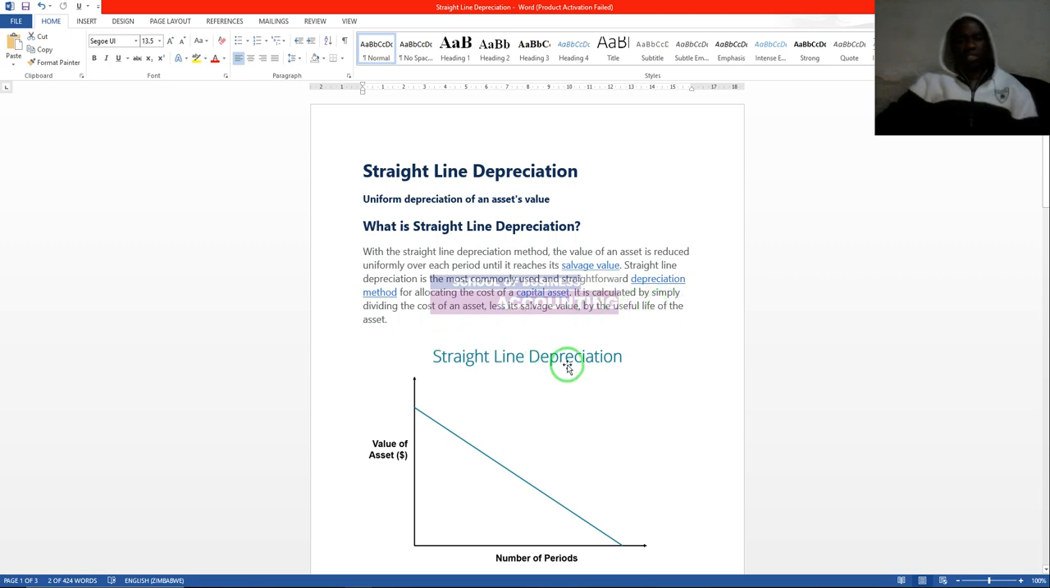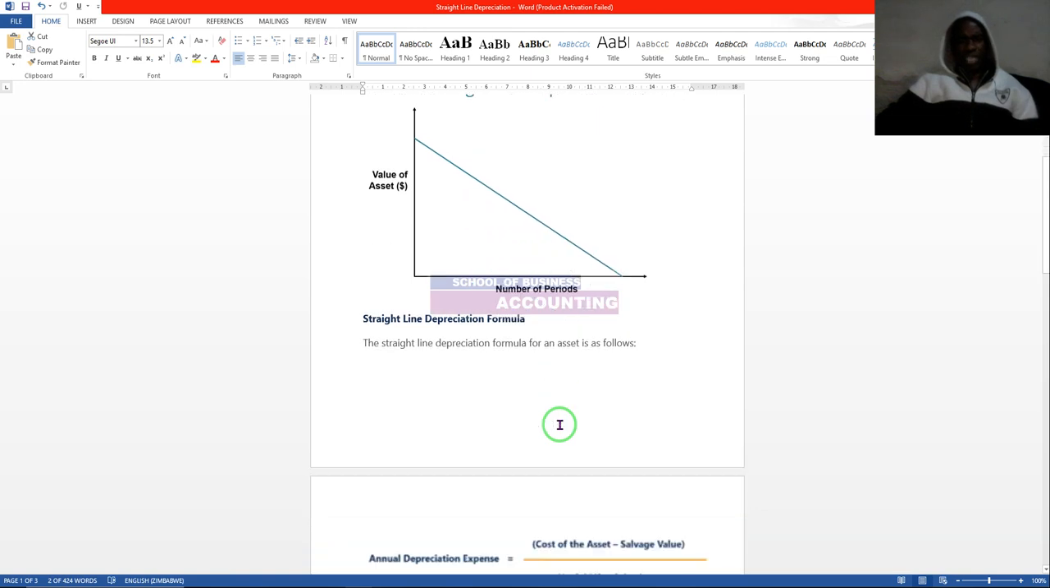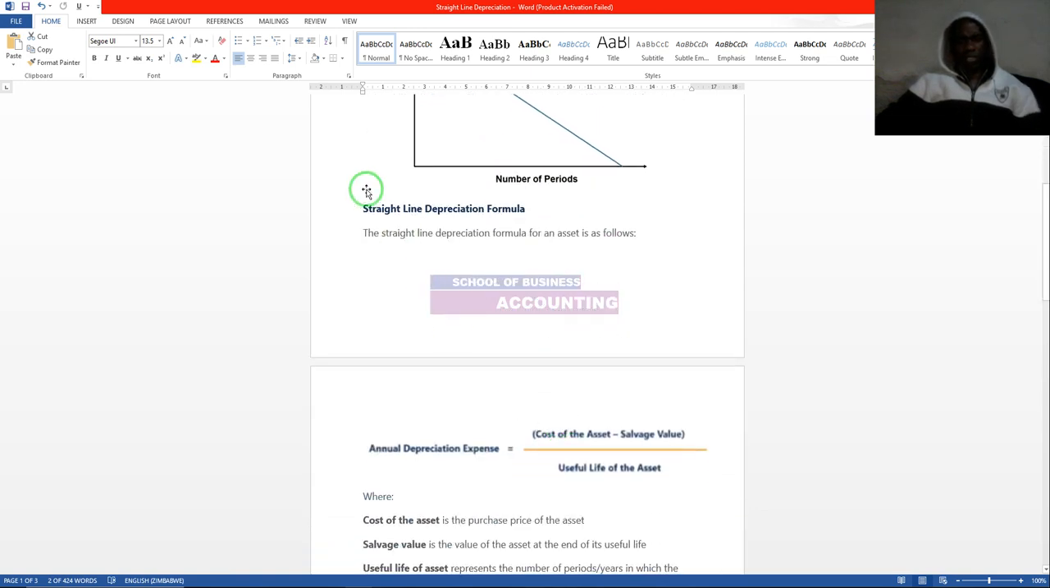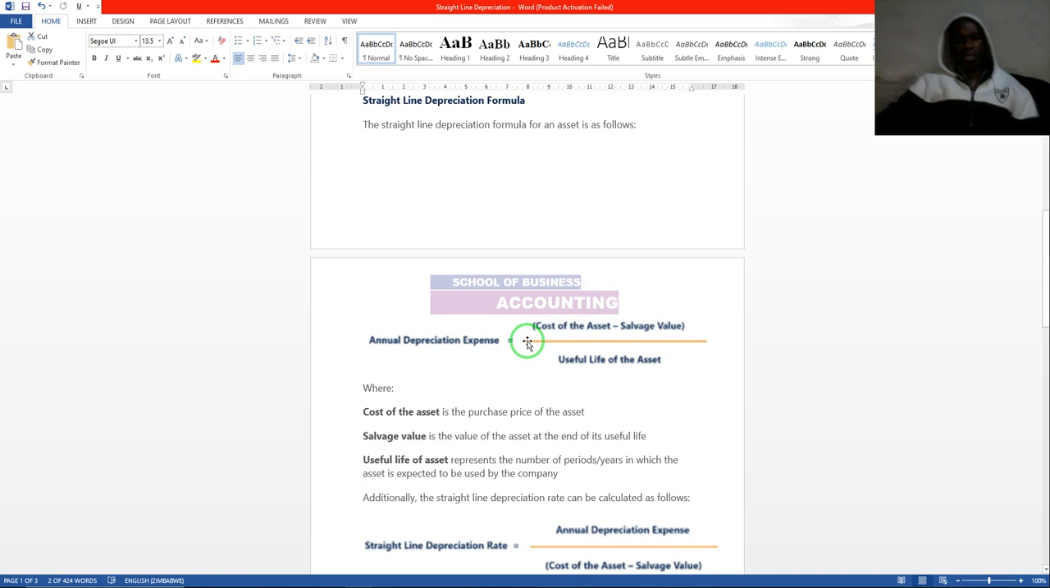life of the asset. Now, we did a graph which shows how the straight line depreciation method works, whereby the value of the asset decreases by the number of years or periods. Then we have a formula for the straight line depreciation method, which is basically for you to find the annual depreciation expense for a year. You are saying the cost of the asset less the salvage value divided by the useful life of the asset.